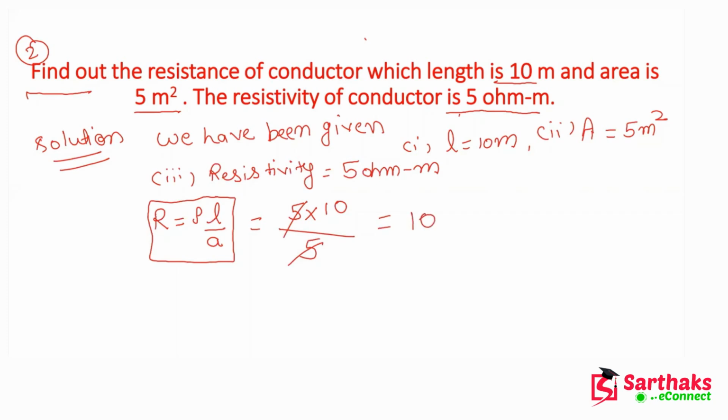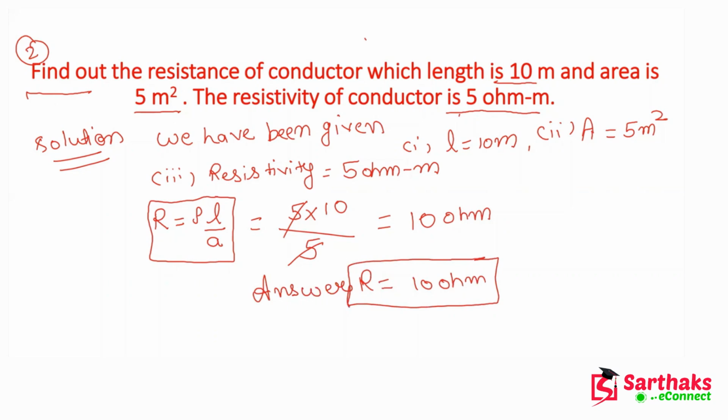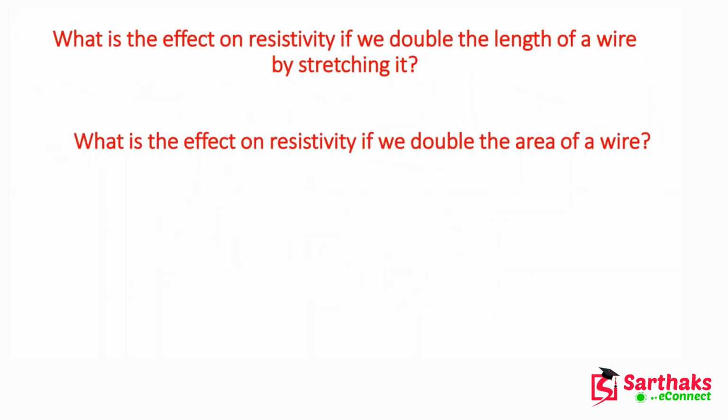Now, should I write only 10 or 10 ohm? I will have to write 10 ohm because only 10 has no meaning. But if I add unit of it, then definitely it will have some meaning. So don't forget to write unit with their values. So R is 10 ohm. Okay, this is our answer. Now guys, let's move on to the next slide and let's talk about other questions.